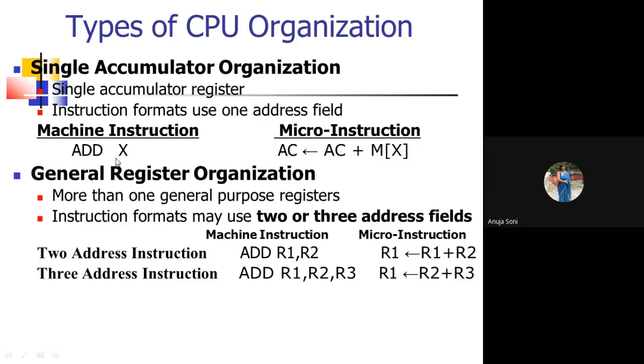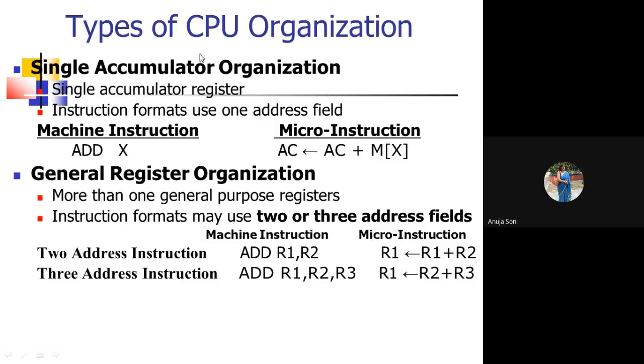This is the assembly language instruction for addition of two numbers, wherever only one address is mentioned as a part of this instruction. So this type of instruction is called single accumulator organization. And what will be its corresponding micro instruction? It will be this. You have to write down the machine instruction as well as its corresponding micro instruction.